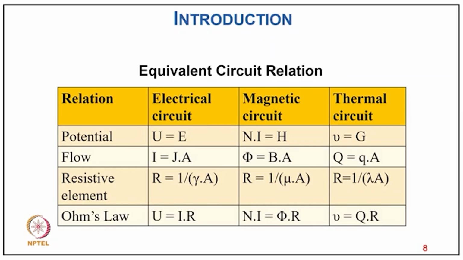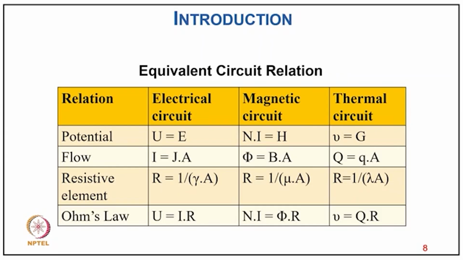Then we have a flow, which in the electrical circuit is the current, typically the current density multiplied by the area of the conductor. In the case of the magnetic circuit, we have the flux, which is the flux density multiplied by the area. And similarly, in the thermal circuit we have how much heat is flowing, and that is again the specific heat generation multiplied by the area.